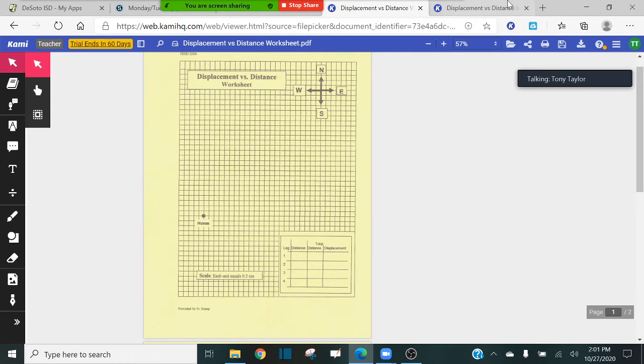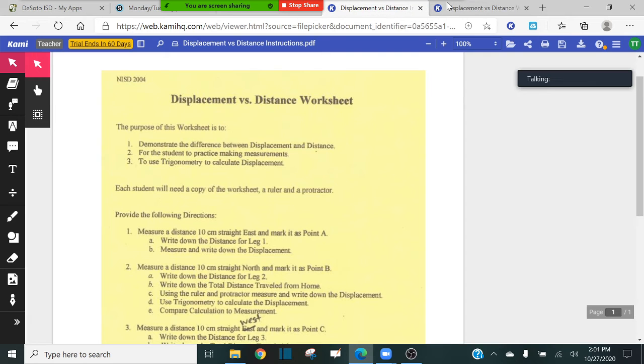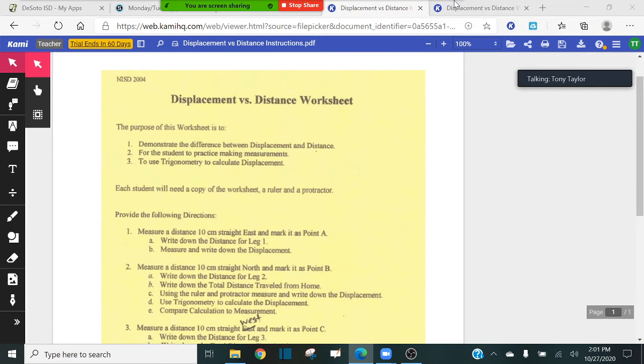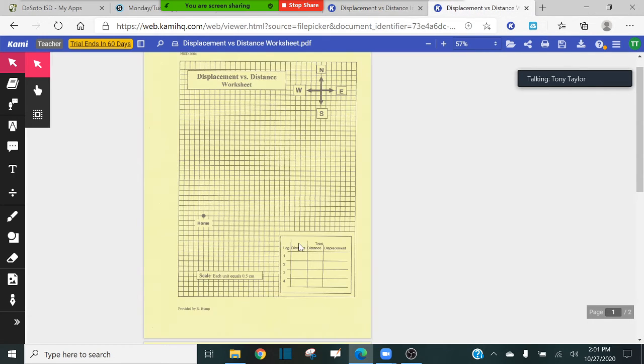Okay, so guys, during a normal school year, as soon as we're done introducing distance and displacement, I will give this worksheet to my students and we'll basically have them work this out in class. But obviously, this is not a normal school year where we are learning virtually. So what we're going to do is go through these instructions together, fill this out, and then fill out the answers here at the bottom.